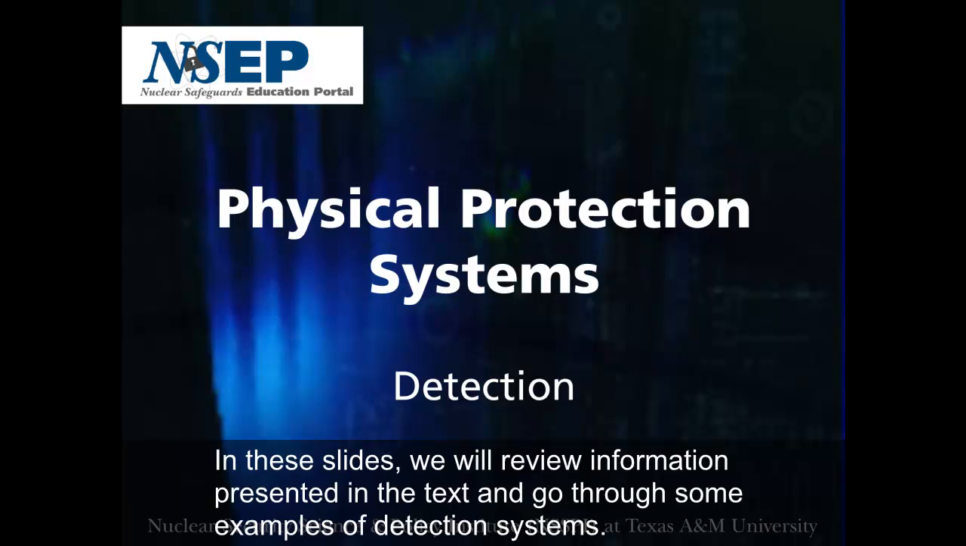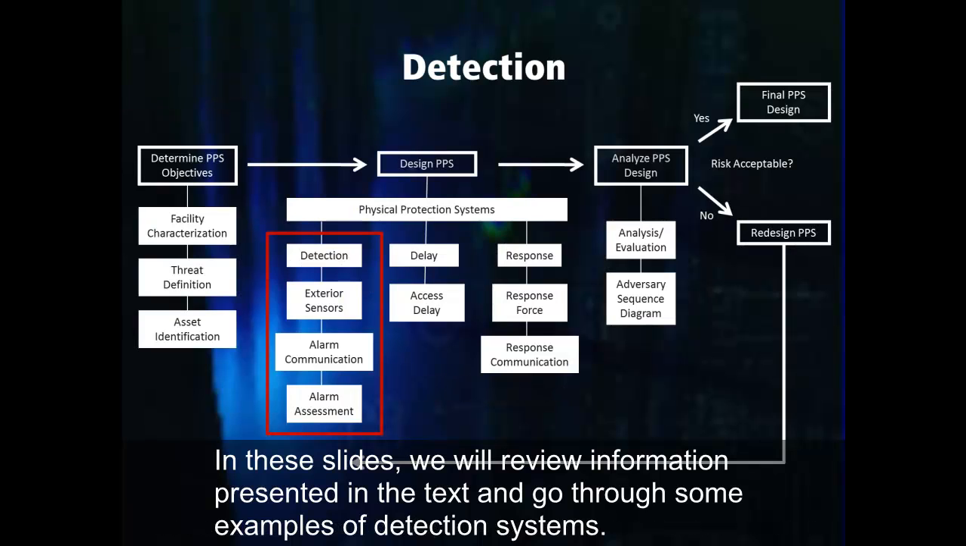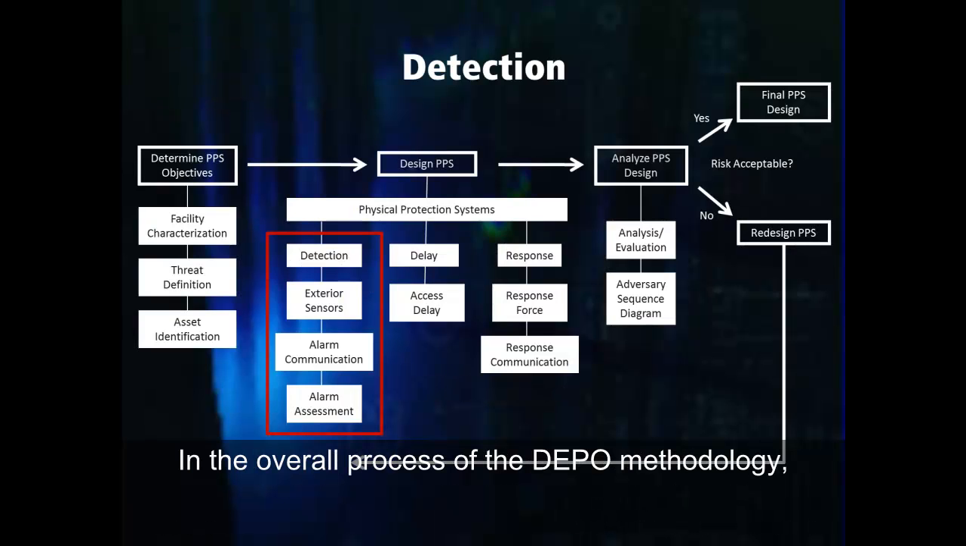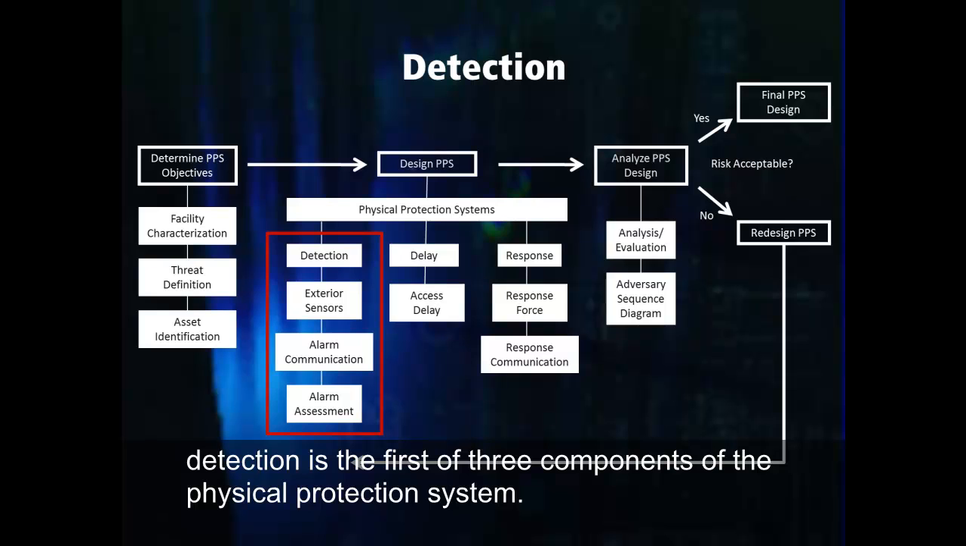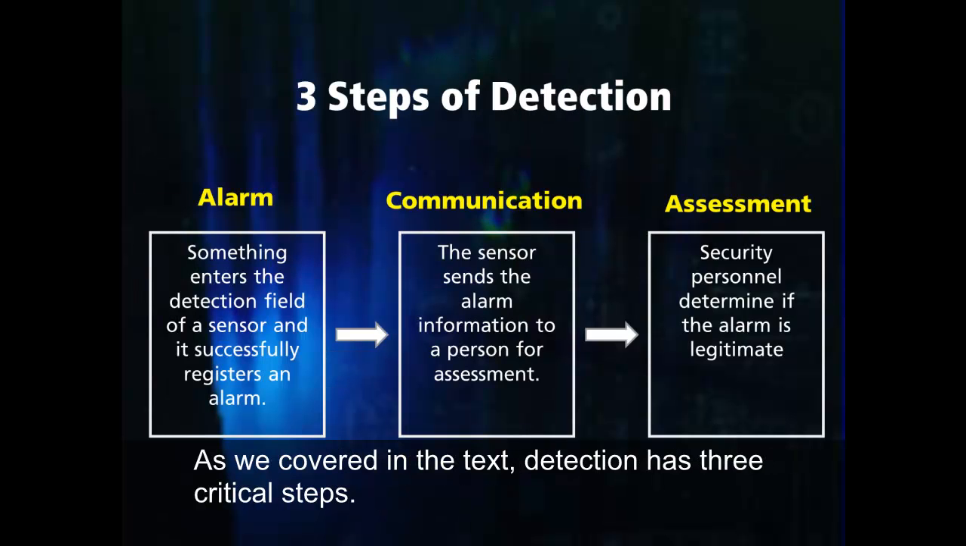In these slides, we will review information presented in the text and go through some examples on detection systems. In the overall process of the DEPO methodology, detection is the first of three components of the physical protection system. As we covered in the text, detection has three critical steps.